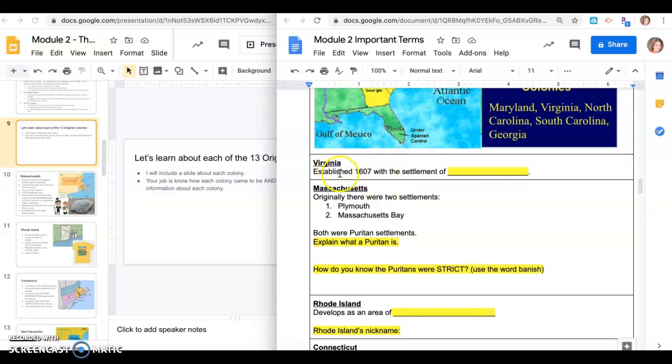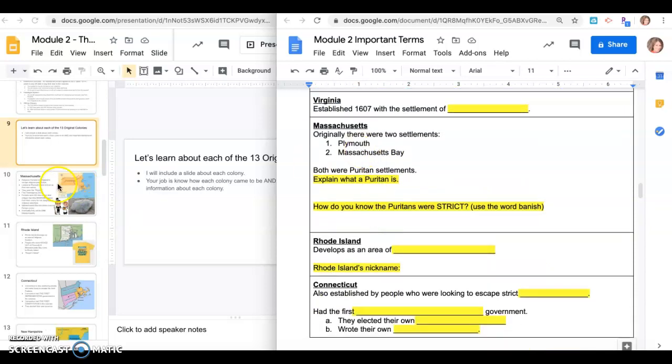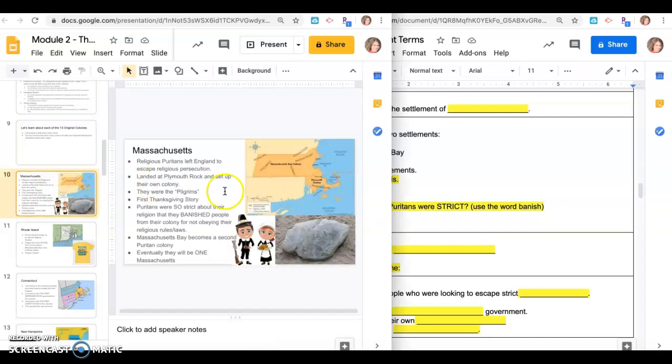All right, so on here, you know the first colony that was established that's not New England is Virginia, and that was the establishment of Jamestown in 1607. The first New England colony we're going to talk about is Massachusetts. Massachusetts is your Thanksgiving story.